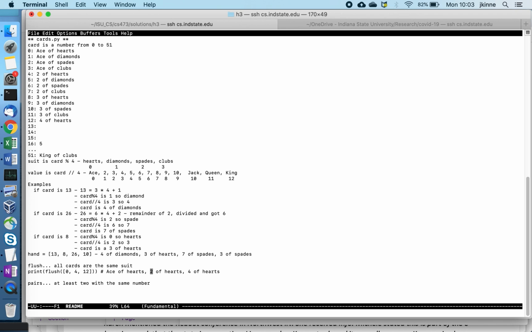Okay, so let's talk about flush first. So first we have some examples of hands that are flushes. If our hand is 0, 4, 12, 0 is an ace of hearts, 4 is a 2 of hearts, 12 is a 4 of hearts. So those are all hearts. The flush would be true.